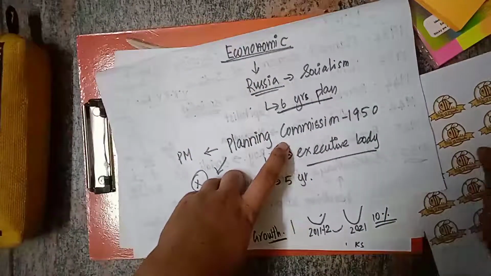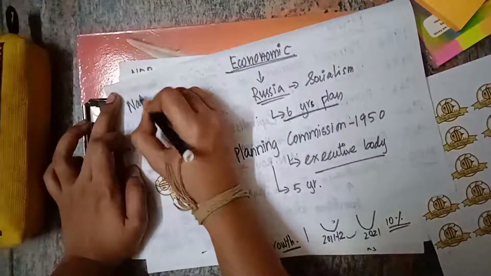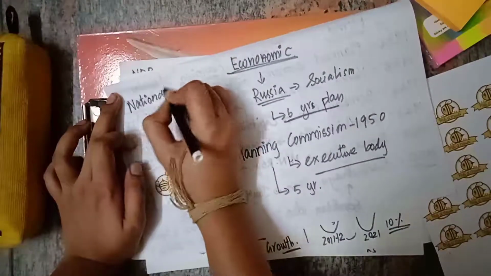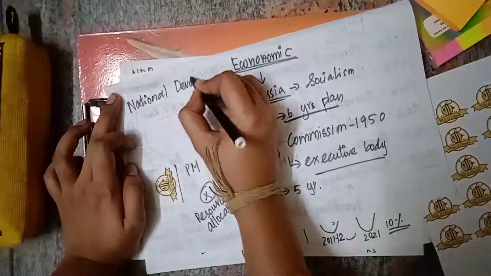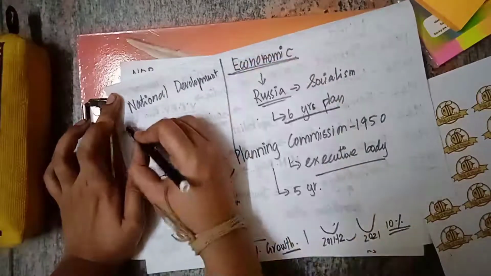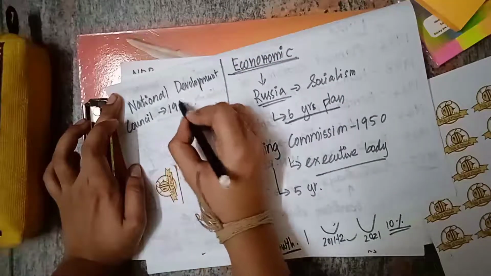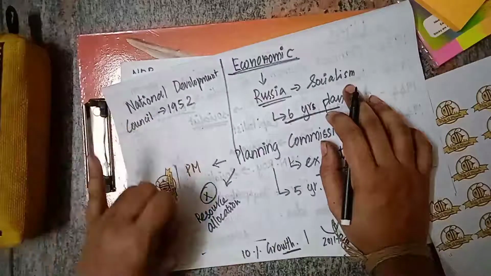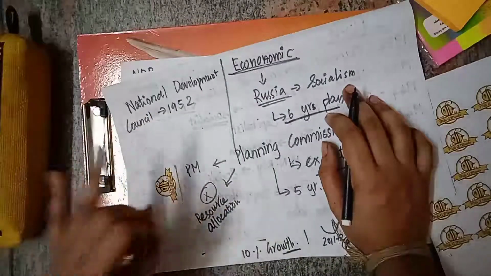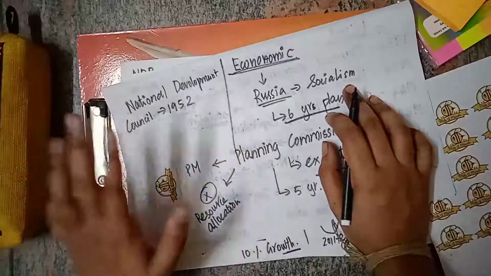Apart from this Planning Commission, we have another body called the National Development Council, or NDC, which was established in 1952. In this National Development Council, we have the PM, all state CMs, as well as Planning Commission members. This is the one which gives final approval for the five-year plan.